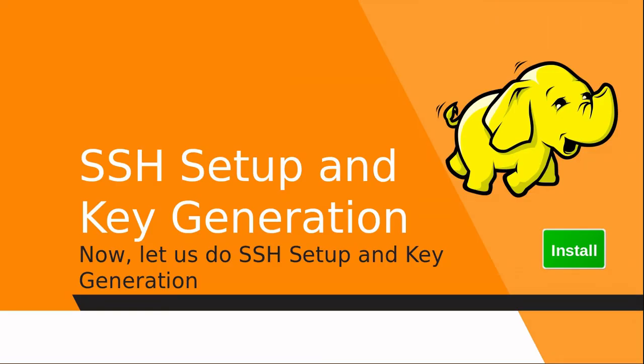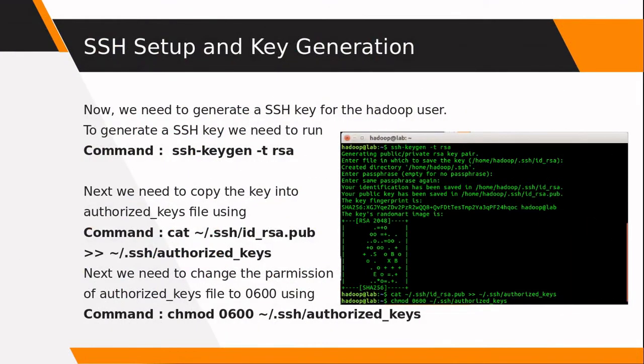Now let us do SSH setup and key generation. Now we need to generate an SSH key for the Hadoop user. To generate an SSH key, we need to run the ssh-keygen -t rsa command. Next, we need to copy the key into the authorized keys file using cat, then the path of id_rsa.pub, then copy to the path of authorized_keys.